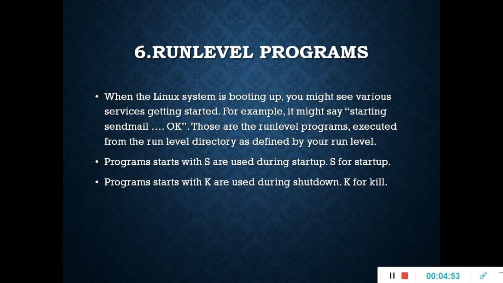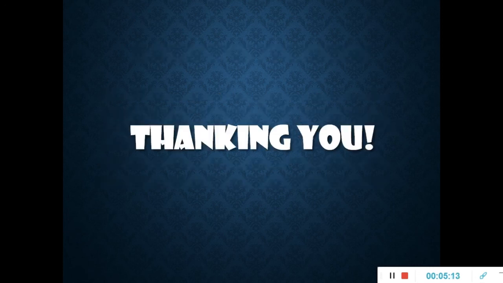When a Linux system is booting up, you might see various services getting started. For example, it might say starting sendmail. Those are the run level programs executed from the run level directory as defined by your run level. Names starting with S are for startup, and K is for kill, shutdown.